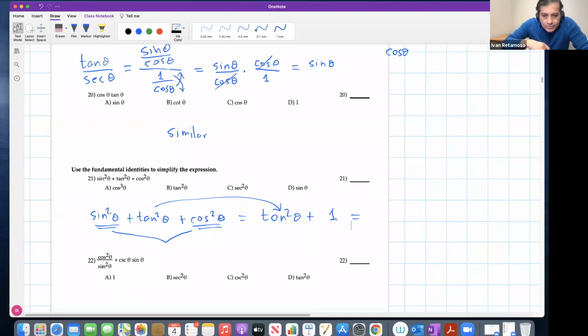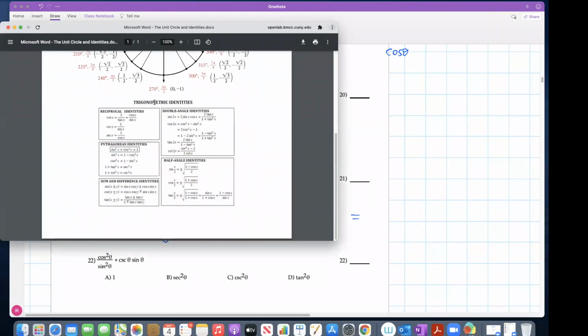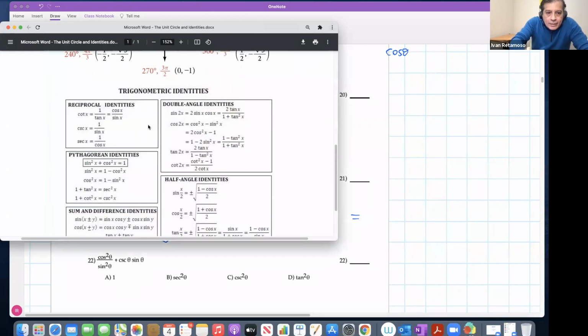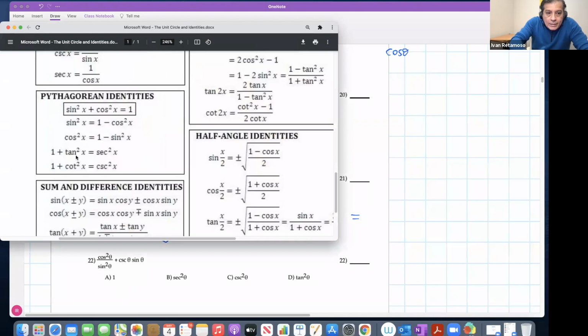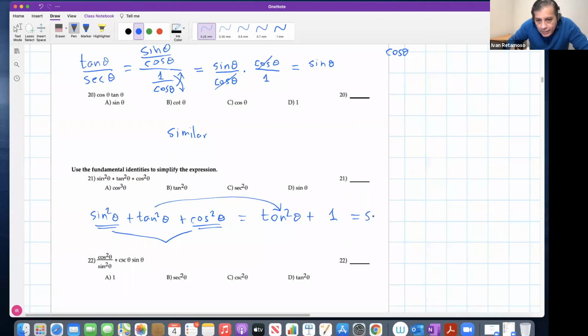Look at your sheet, or you may have secant square. Excellent. Secant square is the one, because look, it's here. 1 plus tangent square, or tangent square plus 1, same amount, is secant square. If you don't remember, always look at your sheet. So this will allow you to simplify that. Secant square of theta, and we're done. There you go.